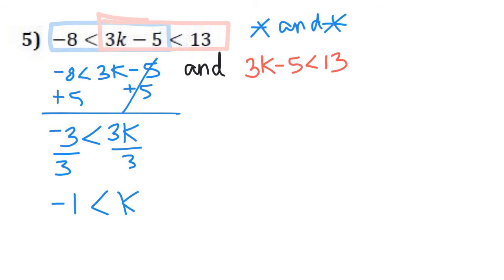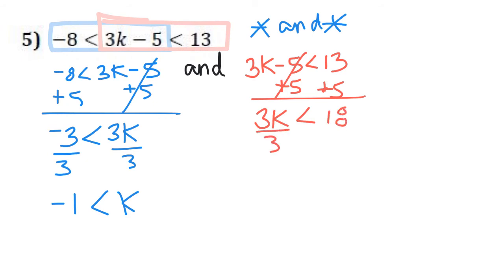All right, don't forget about that second inequality in red. So let's go ahead and add 5 to both sides here. Bring down the 3k, less than, oh, this time 13 and 5, so we're at 18. Go ahead, divide each side by 3. So k is less than 6.